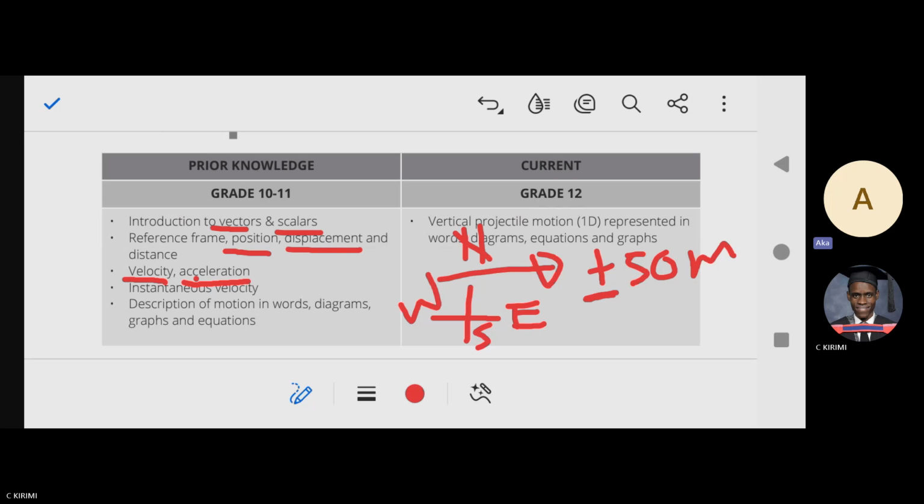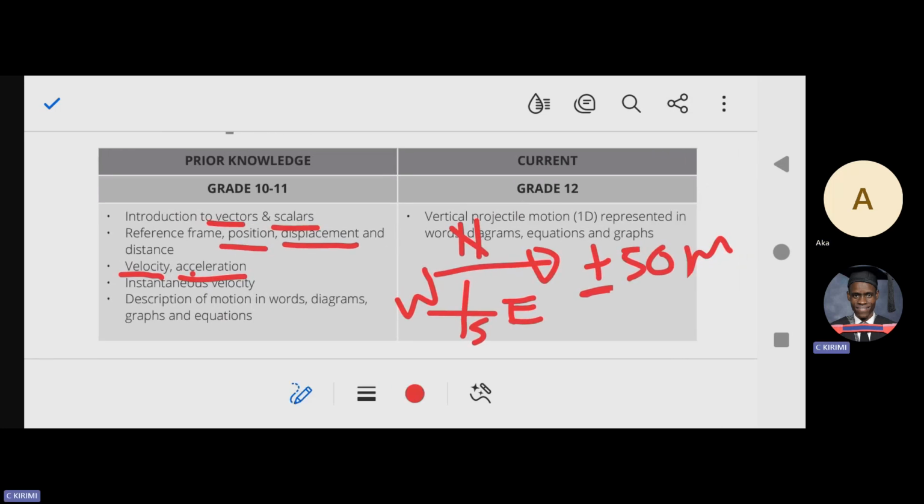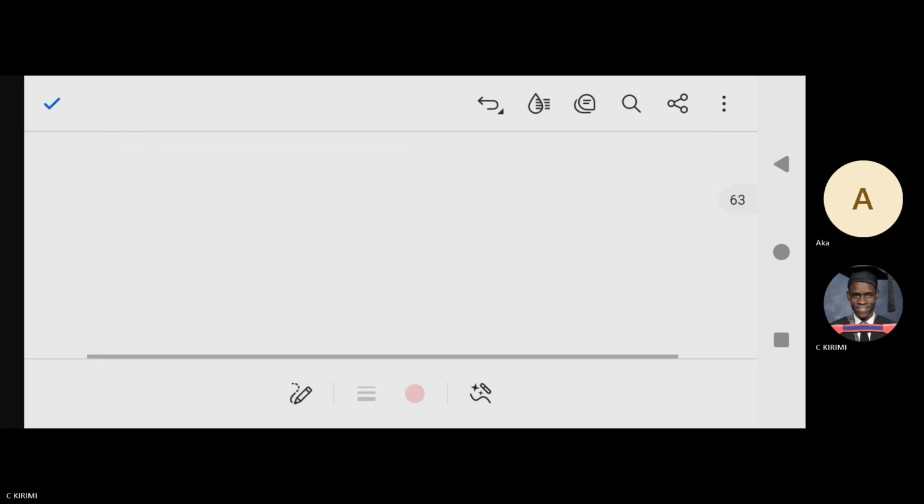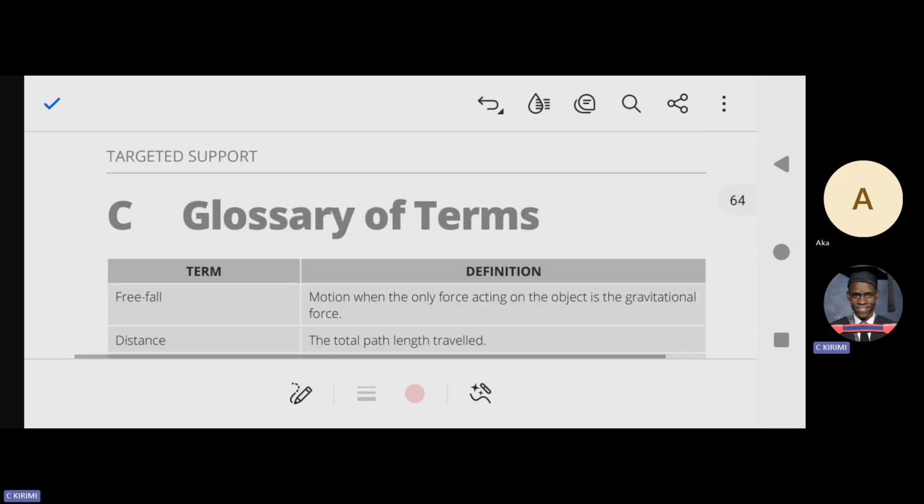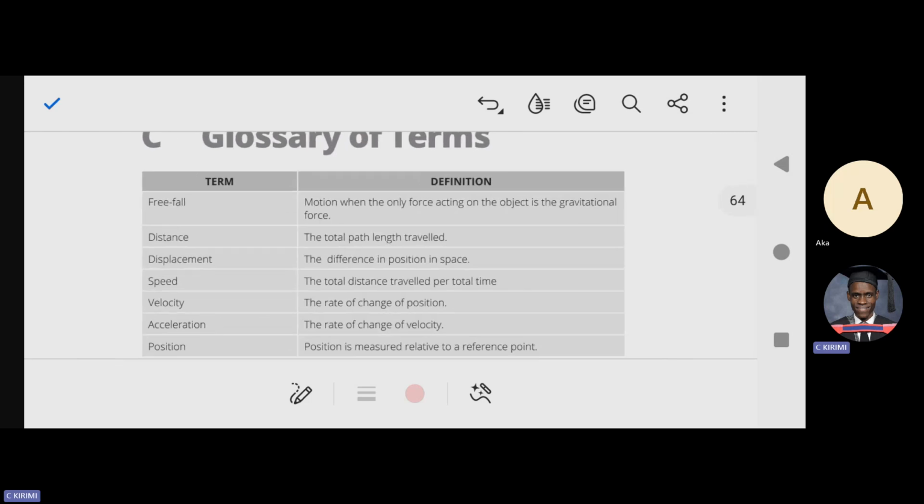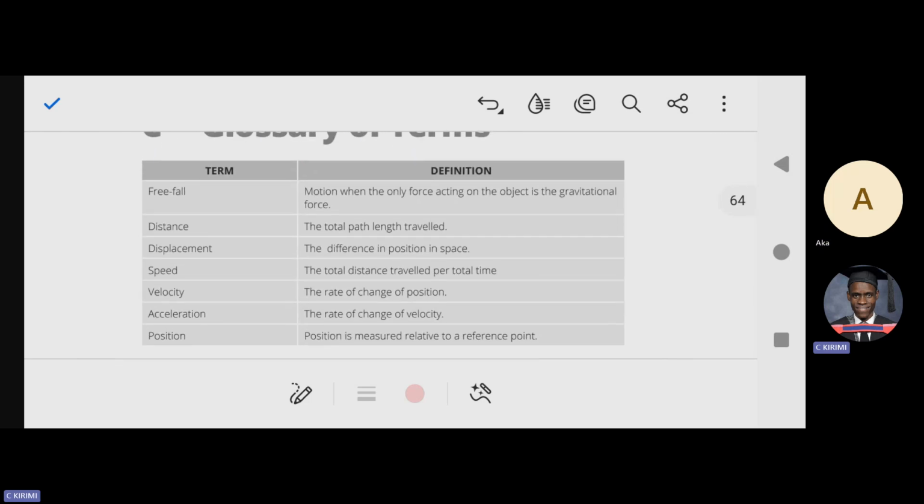That is your prior knowledge, which you must know. We are just recapping before you have the problem. So it's just a few notes which you must put down. I know you have these in your textbook, but let's discuss them together. Where you want to add, you can add your input.